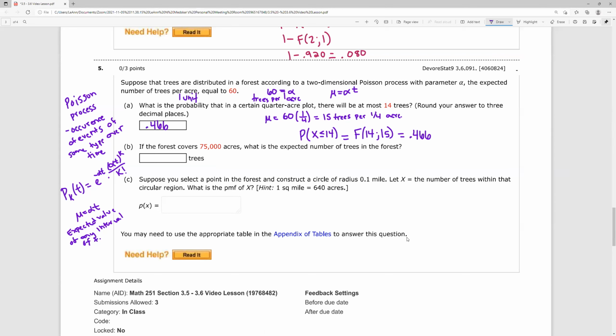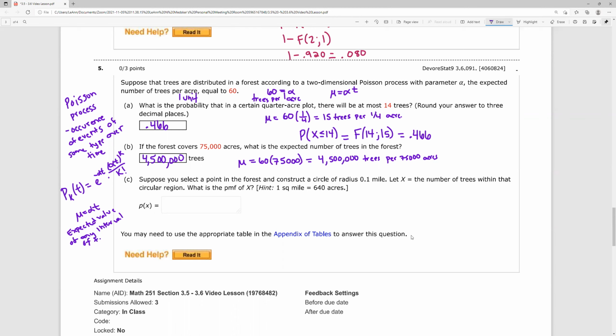Now, the next question says, if the forest covers 75,000 acres, what is the expected number of trees in the forest? Well, this is again finding a mu for that specific area. So this would be just mu equals 60 times 75,000. And it's going to be really big. That's going to be 4,500,000 trees per that 75,000 acres. They didn't ask us to write all that out, but it's helpful.